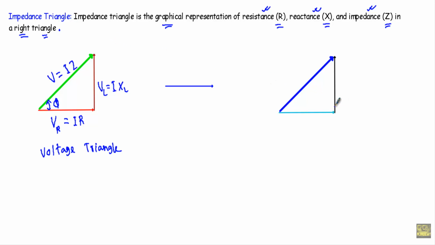Let's say I have this right triangle. A right triangle has three sides. This is the horizontal axis, this is the vertical axis, and this is the hypotenuse of this right triangle. Here you will see we will represent the resistance R in the horizontal axis.